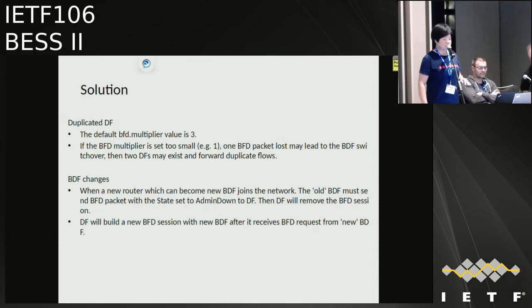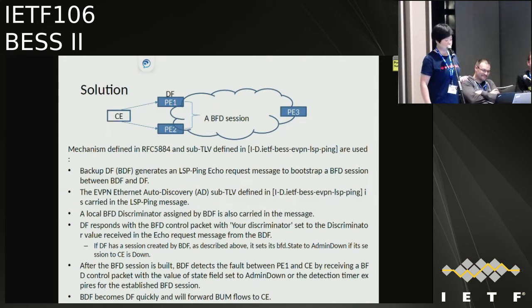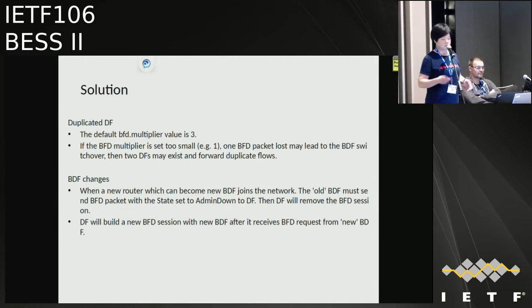In terms of the BDF change situation, maybe we will add some other router which can become the new BDF and join the network. The older BDF, in this figure, is PE2. PE2 is no longer the BDF anymore, so PE2 must send the BFD packet, with the state set to admin down, to PE1 to make PE1 remove the BFD session. The previous BFD session is no longer there. When the new BDF sends the BFD request to the DF, a new BFD session will be built for it. So that's the whole solution.